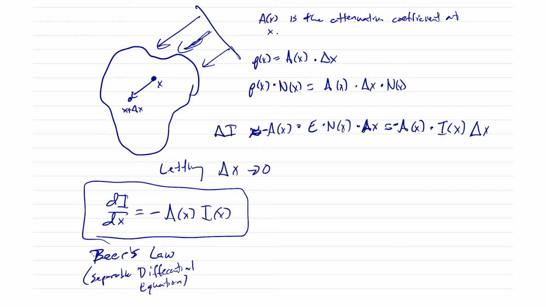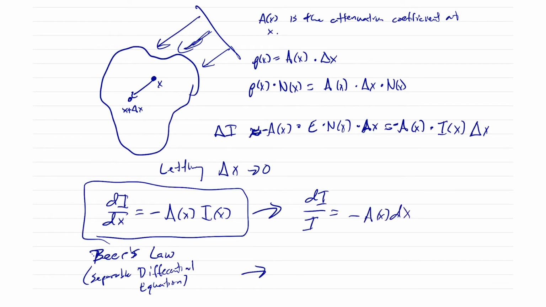Yeah, maybe I should put this in my differential equations playlist just so you can see a real life example of how we use this stuff. But yeah, so it's a separable differential equation, which means you can rewrite this as dI over I is equal to minus a of x dx.